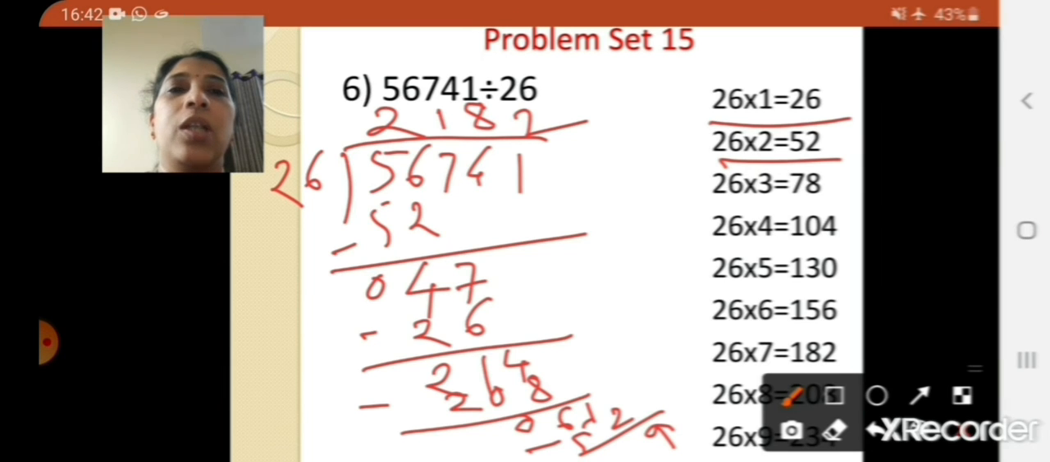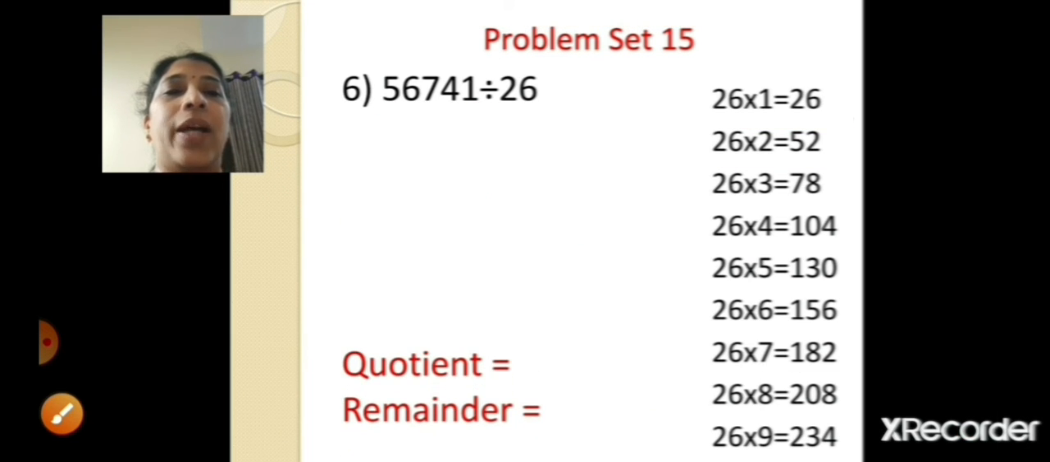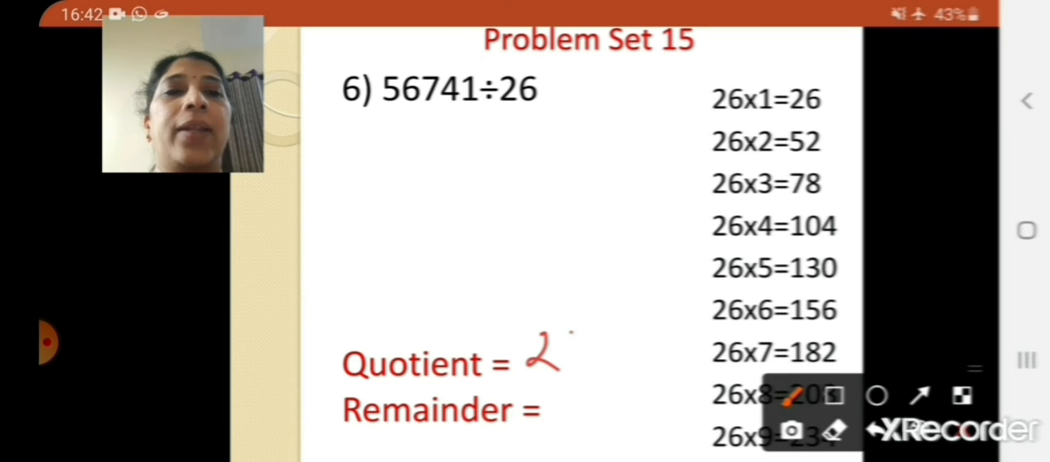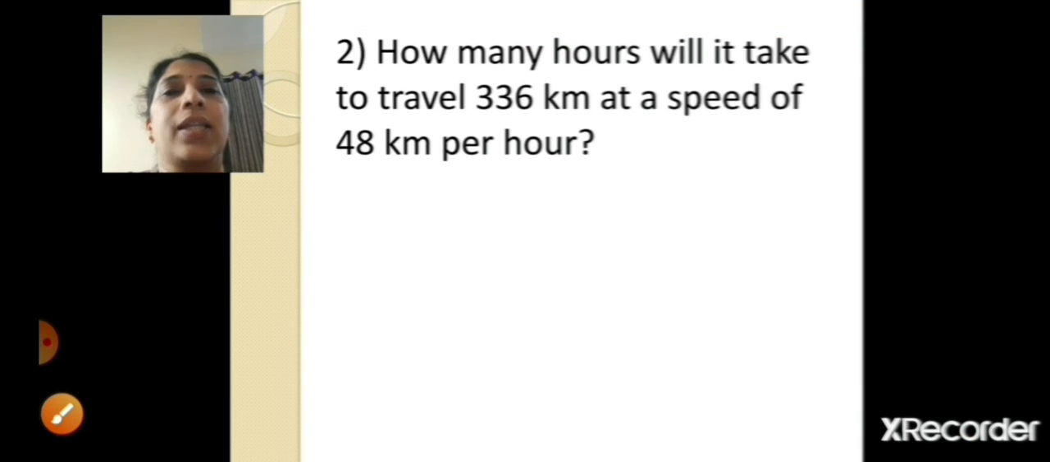So your quotient will be 2182 and remainder will be 9. Right children? So let's move to the next, that is a word problem.